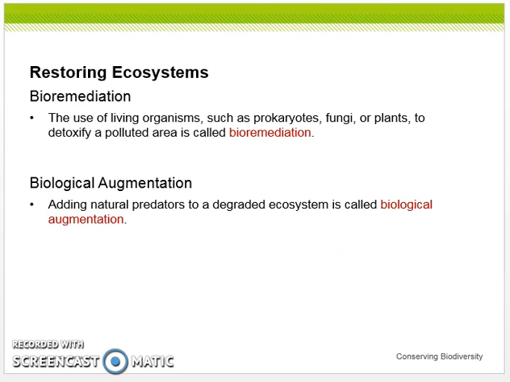The use of living organisms such as prokaryotes, fungi, and plants to detoxify a polluted area is called bioremediation. Adding natural predators to a degraded ecosystem is called biological augmentation.